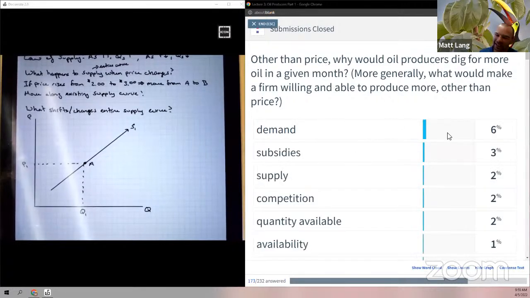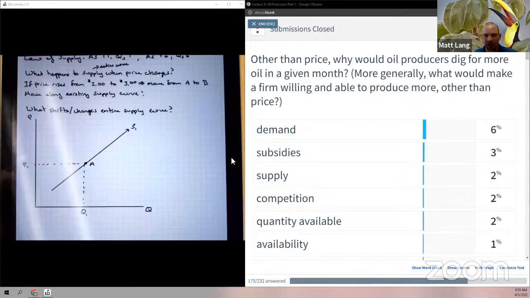Right. So demand, it's not quite demand. Demand's going to move price, which will move quantity supplied. So demand's kind of a bigger picture answer. I know what you're saying, and we'll certainly address that. We're not going to ignore it, but we'll push it off for now. Subsidies sounds good. So like I said, if a firm is getting paid to drill further in the ground, yeah, they'll drill more.